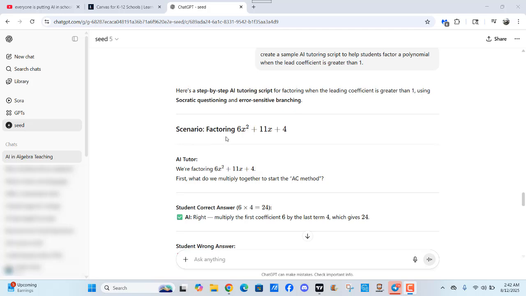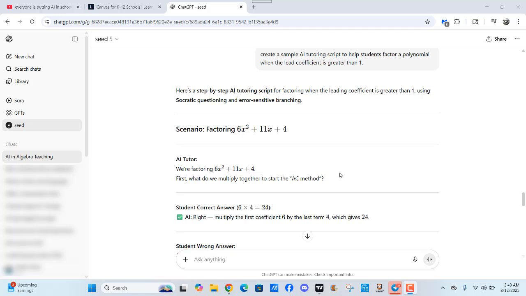So the scenario is factoring 6x squared plus 11x plus 4. The AI tutor says, we're factoring 6x squared plus 11x plus 4. First, what do we multiply together to start the AC method? Now, ChatGPT is assuming that students are familiar with the AC method. I don't believe every student is familiar with what the AC method is.